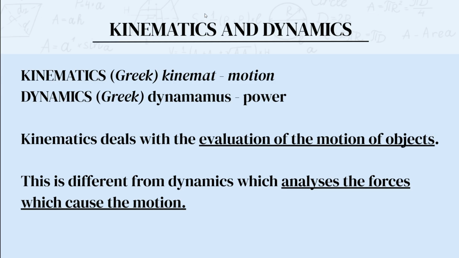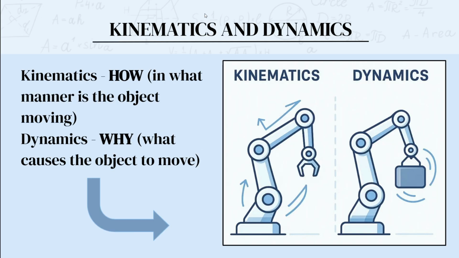power. So kinematics deals with the evaluation of the motion of objects, and this is different from dynamics, where you're analyzing the forces which cause the motion of an object. Breaking this down a little further, kinematics is how, in what manner the object is moving, and dynamics is why, what causes the object to move.